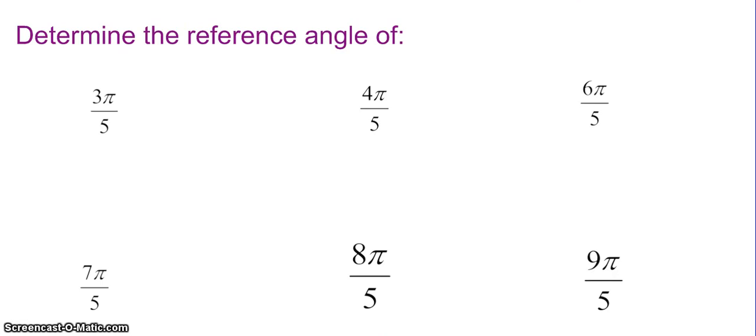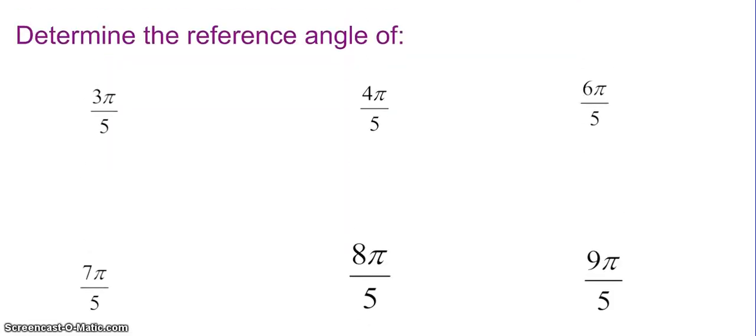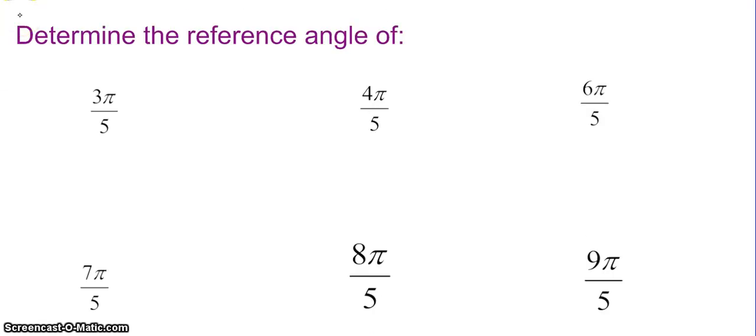Okay, now I want you to go through and determine the reference angle of the remaining examples on your packet. 3 pi fifths, 4 pi fifths, 6 pi fifths, 7 pi fifths, 8 pi fifths, 9 pi fifths, and 25 pi ninths. Pause the video, do that, unpause when you're ready to check your work.